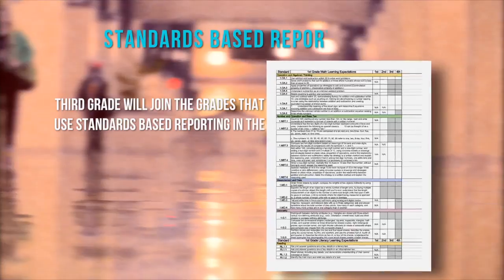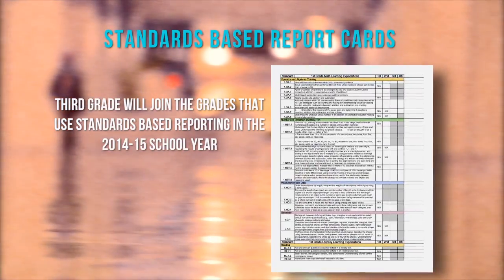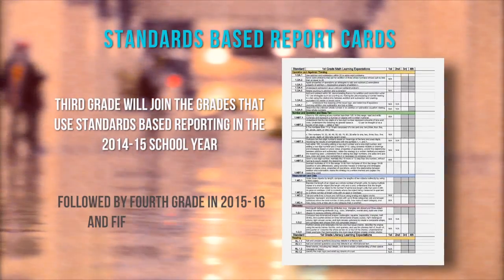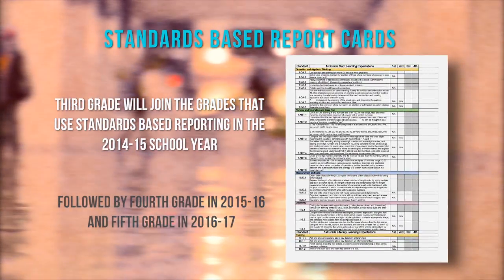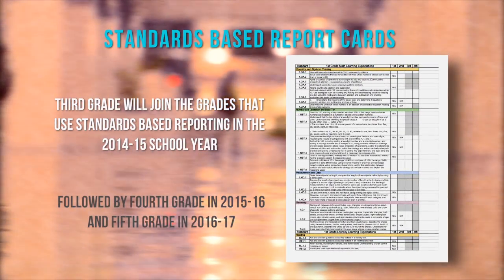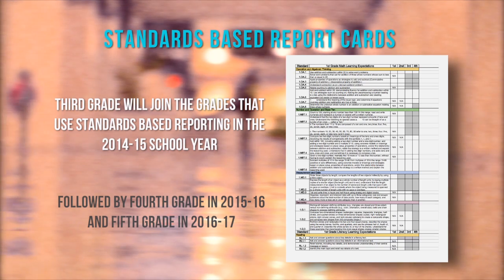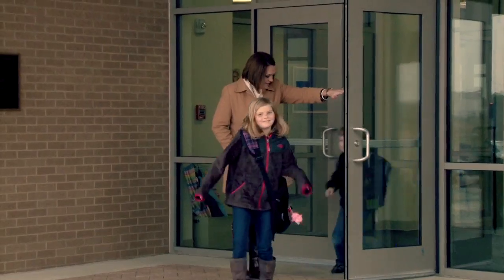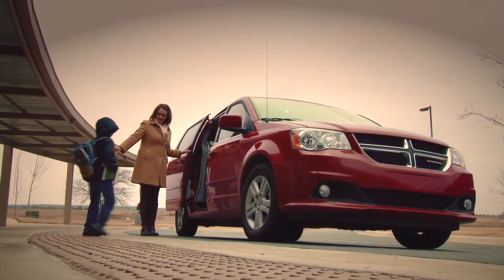for each reporting period. Third grade will join the grades that use standards-based reporting in the 2014-15 school year, followed by the fourth grade in 2015-16 and fifth grade in 2016-17. Let's take a look at what changes are being made and how this will help parents better understand their child's progress in school.